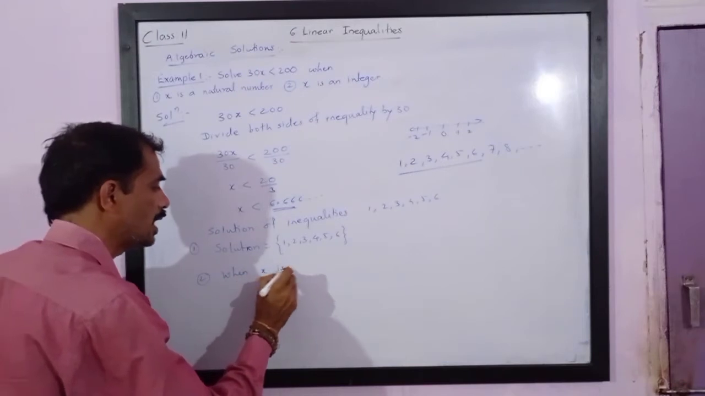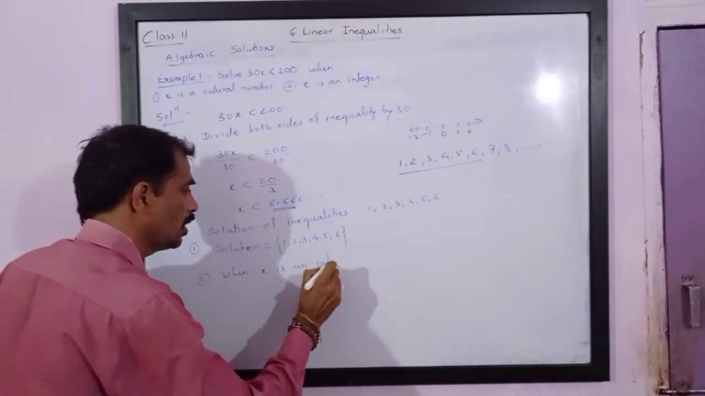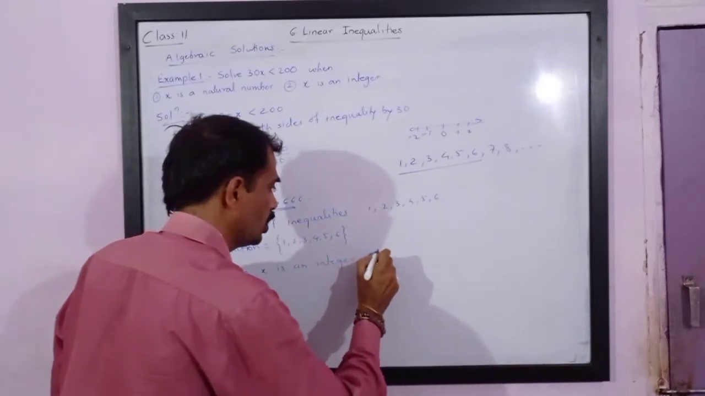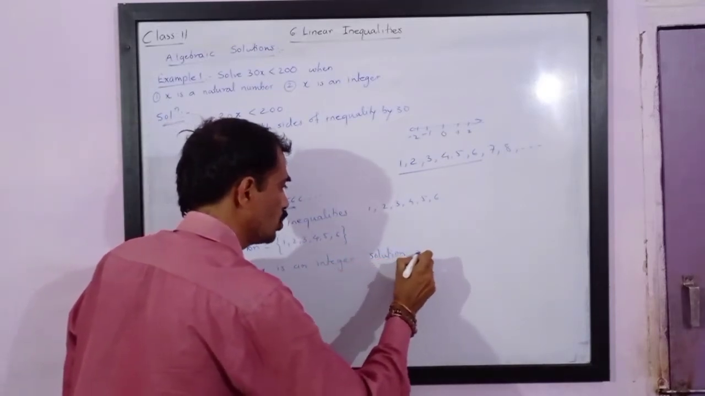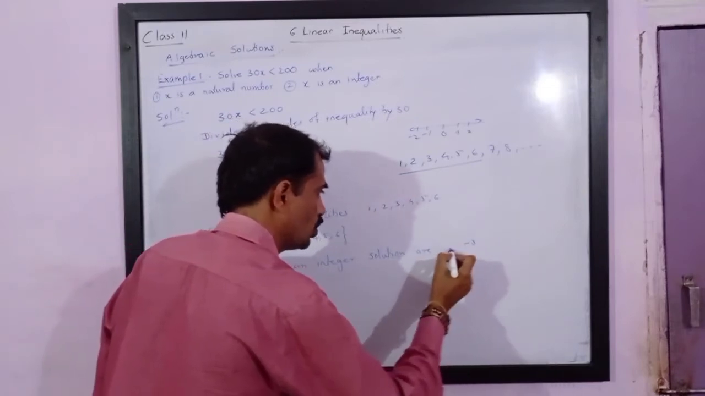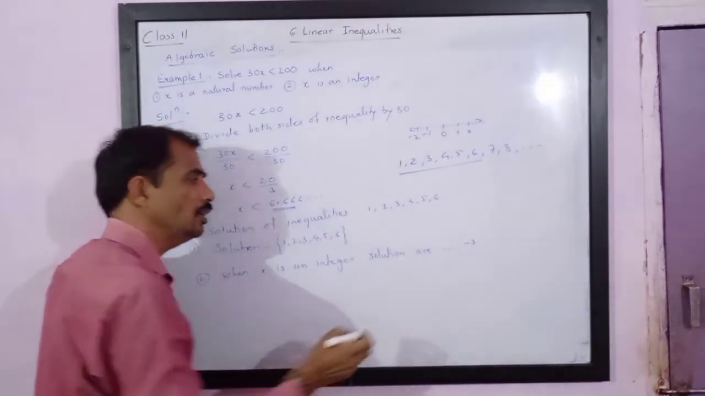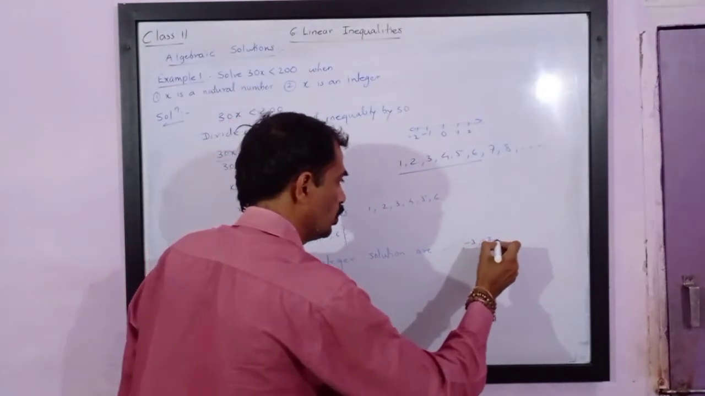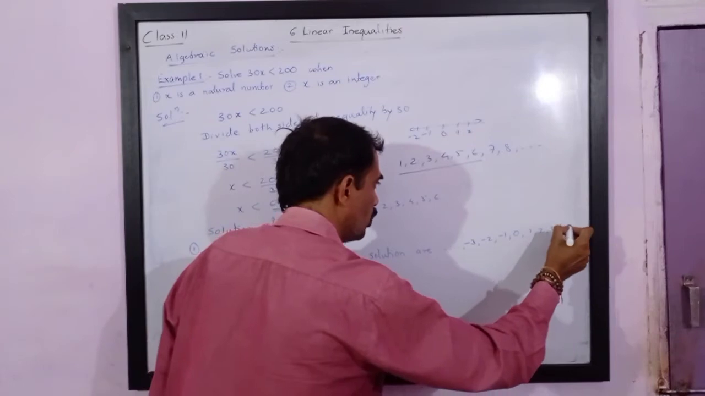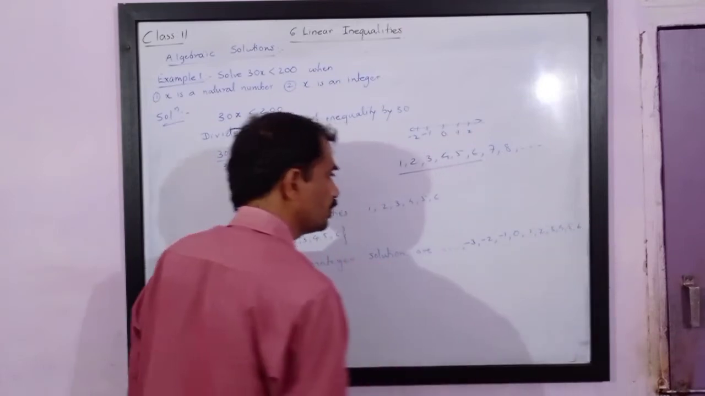So for the second, when x is an integer, our solutions are all negative integers. So you will have negative, please note this dot dot indicates there are many, -2, -1, 0, 1, 2, 3, 4, 5 and 6.